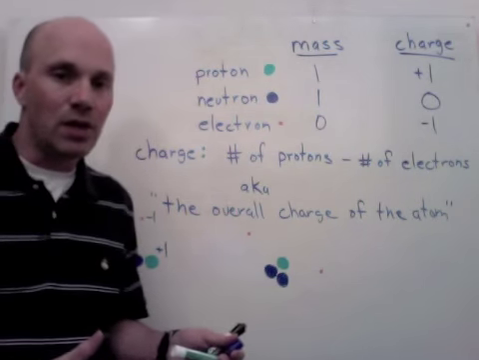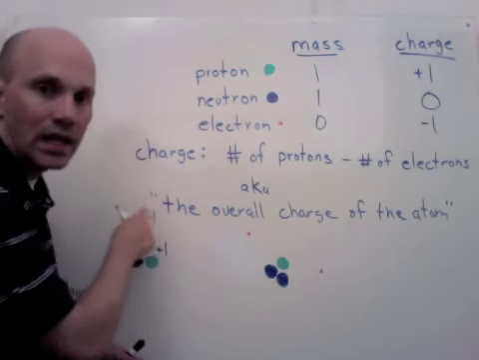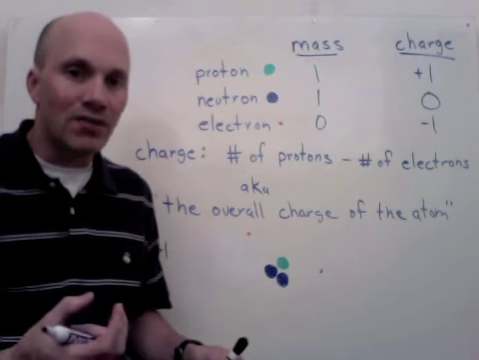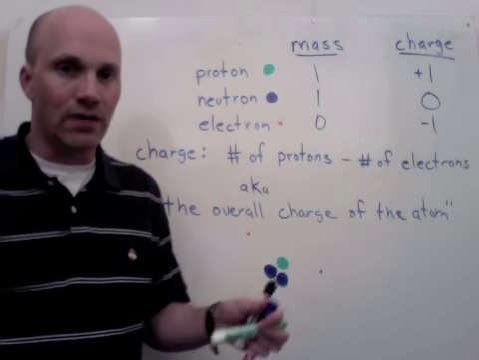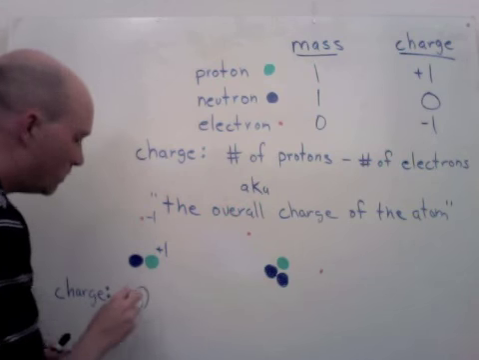Okay? So just think about this mathematically. You've got a positive 1 and a negative 1. Okay? A positive 1 would exactly cancel out a negative 1. So the overall charge of these guys would be 0.